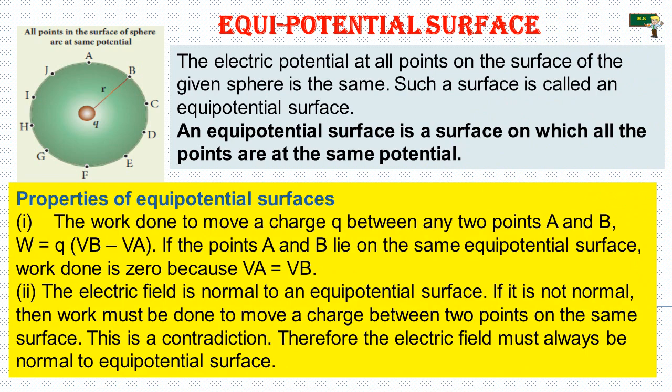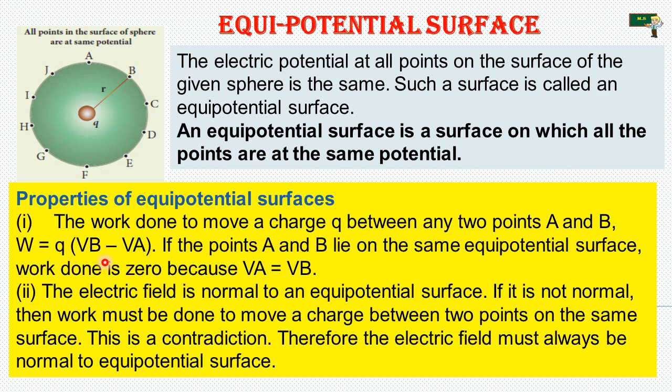Now, what are the properties of equipotential surfaces? First one, the work done to move a charge Q between any 2 points. Already we know in the electric dipole we use A and B as a dipole. Here the work is done to move the charge Q between the points A and B. So the work W is equal to Q into VB minus VA.